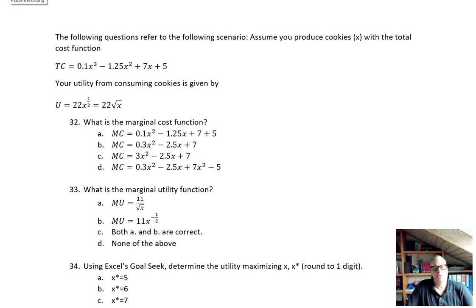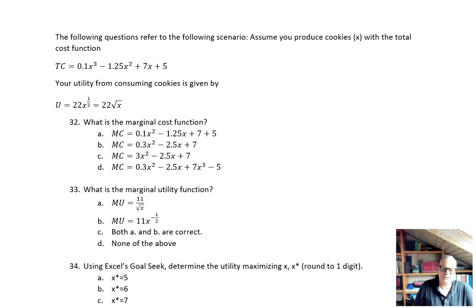Okay, let's continue with the second part of the problem set. Here we have a scenario where we have to work with a cost function. We need to take the derivatives, and we probably also have to program something in Excel and visualize it. So assume you produce cookies x with the total cost function, which is total cost equals 0.1x cubed minus 1.25x squared plus 7x plus 5.